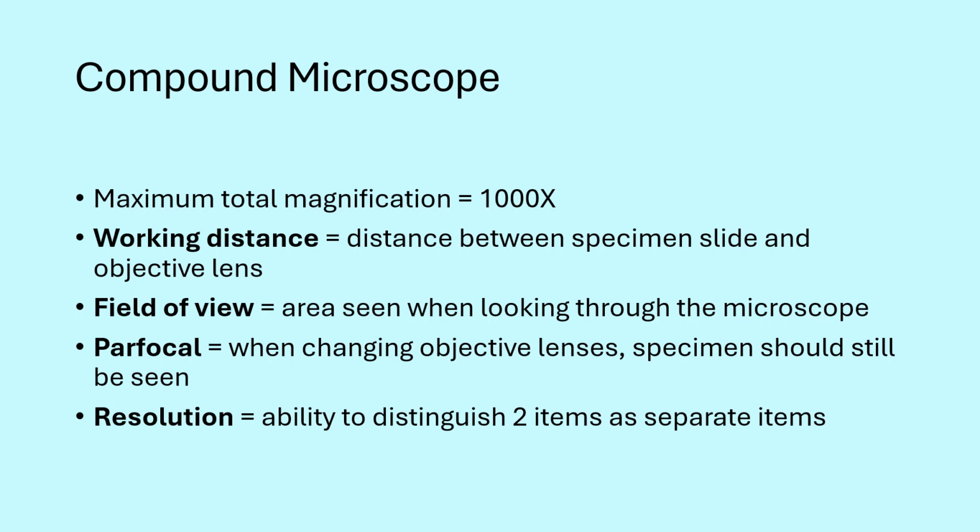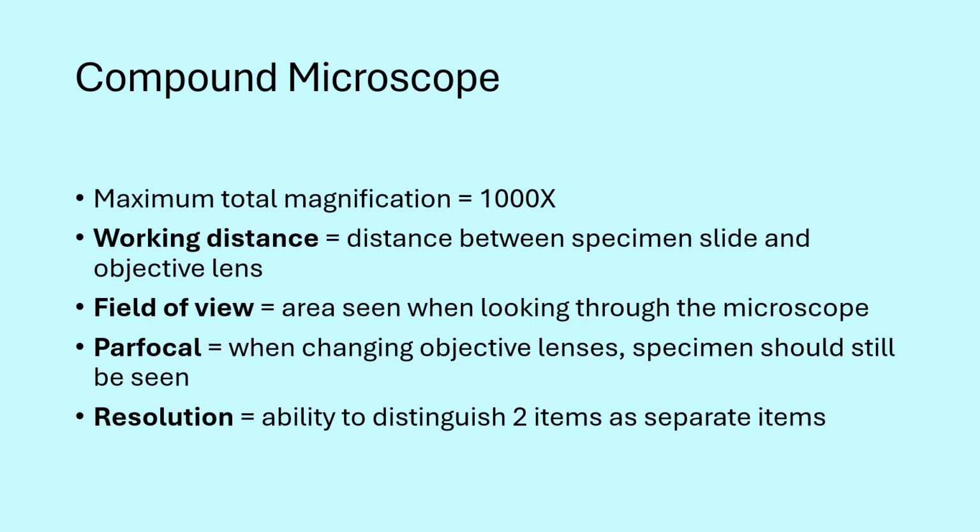There are a few terms to be familiar with when working with a microscope. The working distance, sometimes you'll hear people talk about that. The working distance, that's the distance between the specimen slide and the objective lens. As you increase the magnification, the objective lenses get longer. You're going to be getting closer and closer to the specimen, which means that working distance is going to decrease as you increase the magnification.